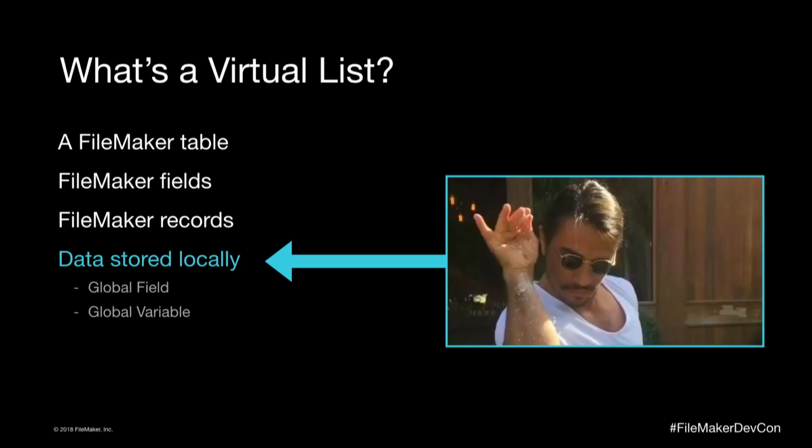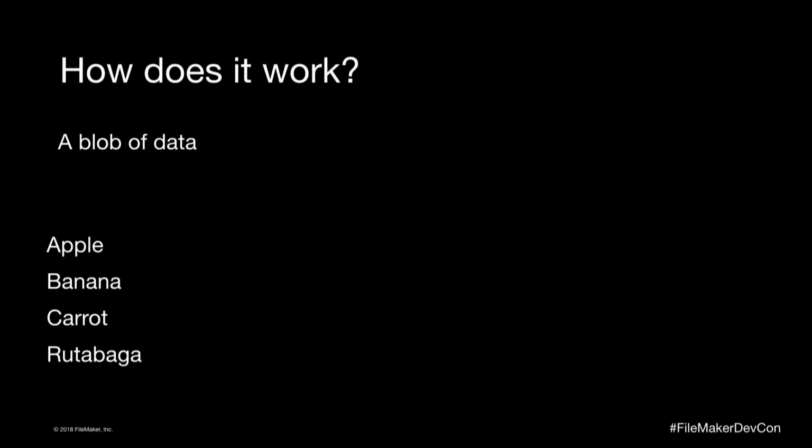You use virtual lists usually against a global field or a global variable. So how does it work? You start with a blob of data. So here's my blob. Now, traditionally what you're going to look for is a return delimited array of information. So here we've just got 4 values in a row.